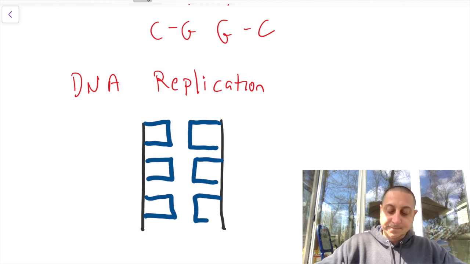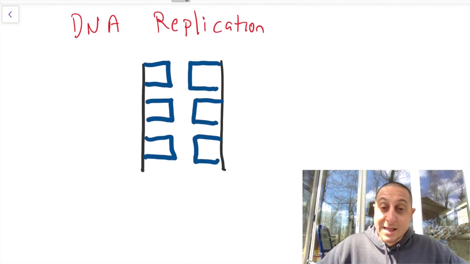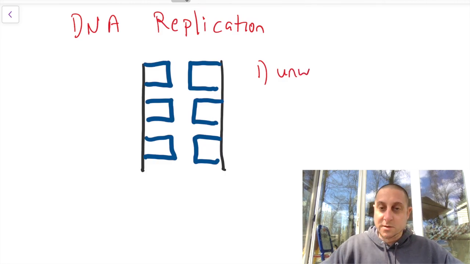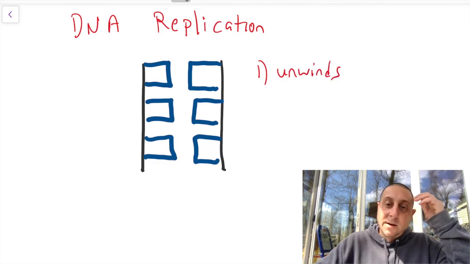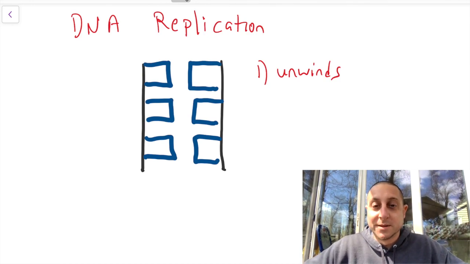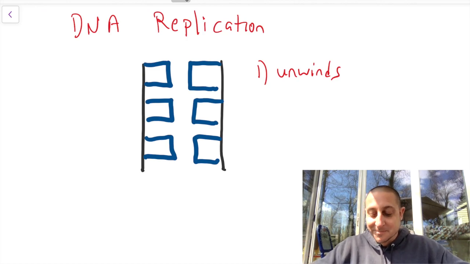Okay, so in order for DNA to replicate, we have to go through a few steps. The first thing is it has to unwind. So step one is it unwinds. So it goes from that little wrapped up double helix to what you see right there.